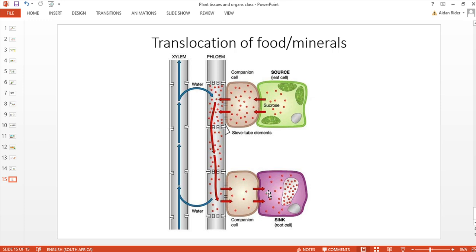And it can also, all this food, like the sugars, can be used to produce other types of organic compounds, like your proteins and your fats as well, that the plant needs to grow. Okay, so in a nutshell, that is what happens within the plant.